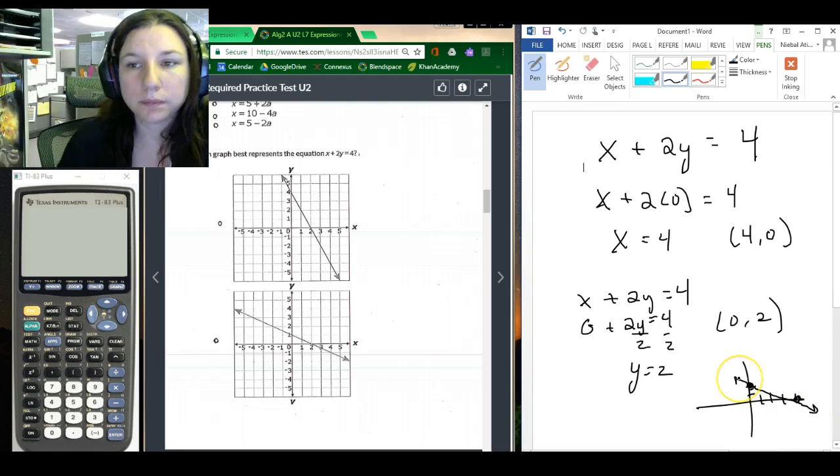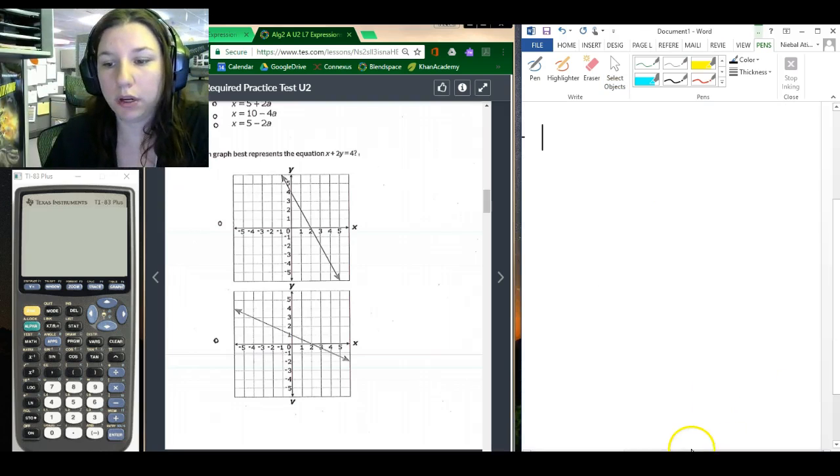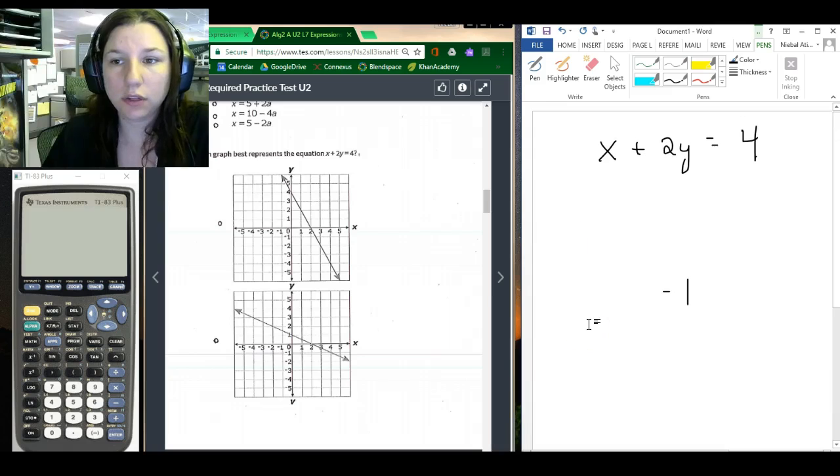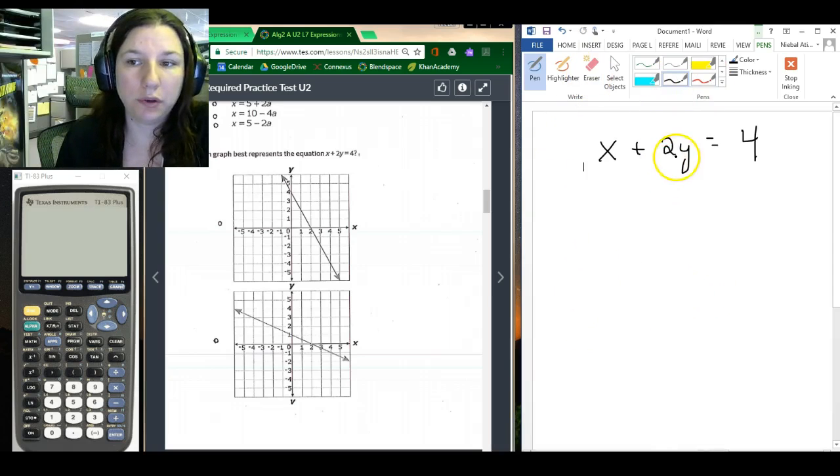and then I can connect those points. Also keep in mind that you can use the graphing calculator to graph or just to check your work, make sure that you're getting the right answer. But what you need to do first is solve all of your equations for y.